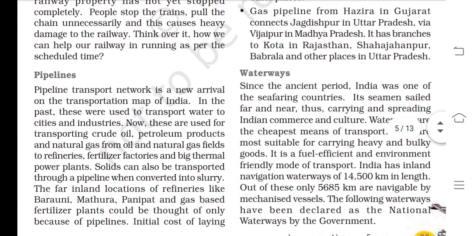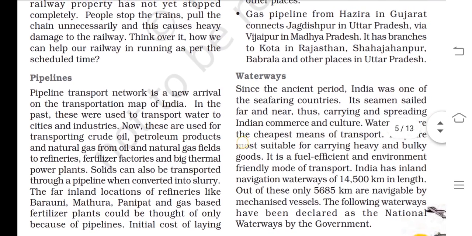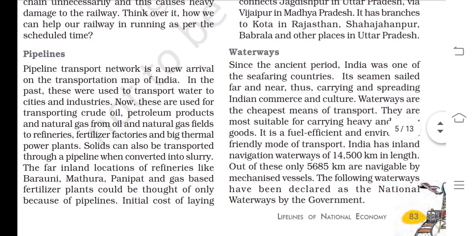That is all about railways. Now we come to pipelines. The pipeline transport network is a new arrival on the transportation map of India. It is a new type of transport. Pipelines, we all know about pipelines. In the past, they were used to transport water to cities and industries. First, they were underground pipelines transporting water to cities and industries.